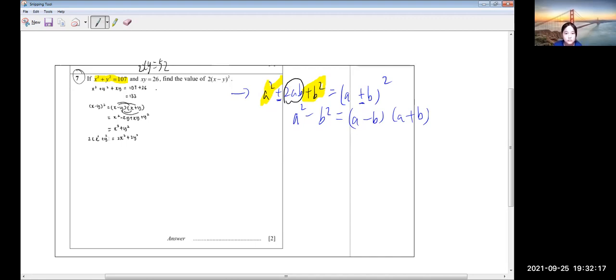Xy is 26, right? So 2xy is 52. Does it make sense? Then with that, open this. I ignore the 2 first. I do the x minus y squared first.